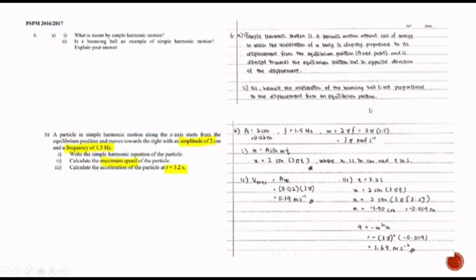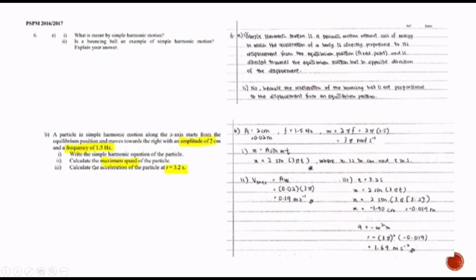So B, a particle in simple harmonic motion along the x-axis starts from the equilibrium position and moves toward the right with an amplitude of 2 cm and a frequency of 1.5 Hz. So we take out the information, which is amplitude A equal to 2 cm, which is 0.02 meter, and frequency equal to 1.5 Hz. We can find omega using 2 pi f, so the value is 3 pi radian second^-1.